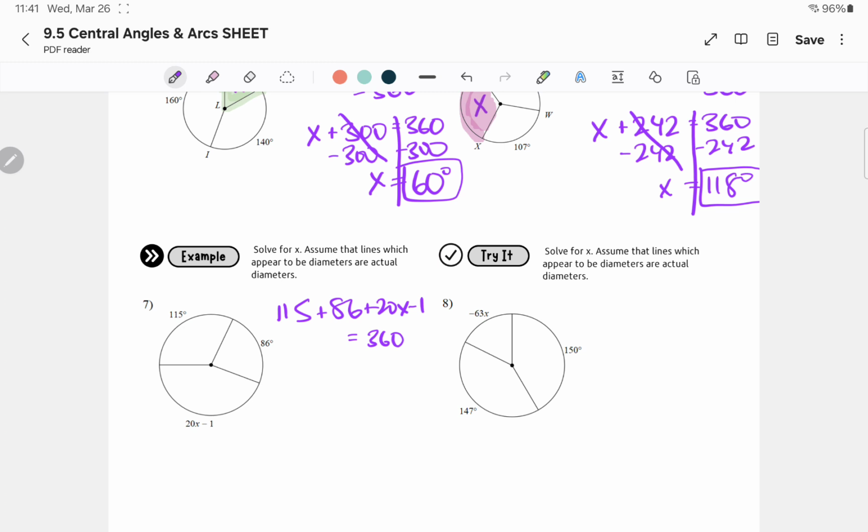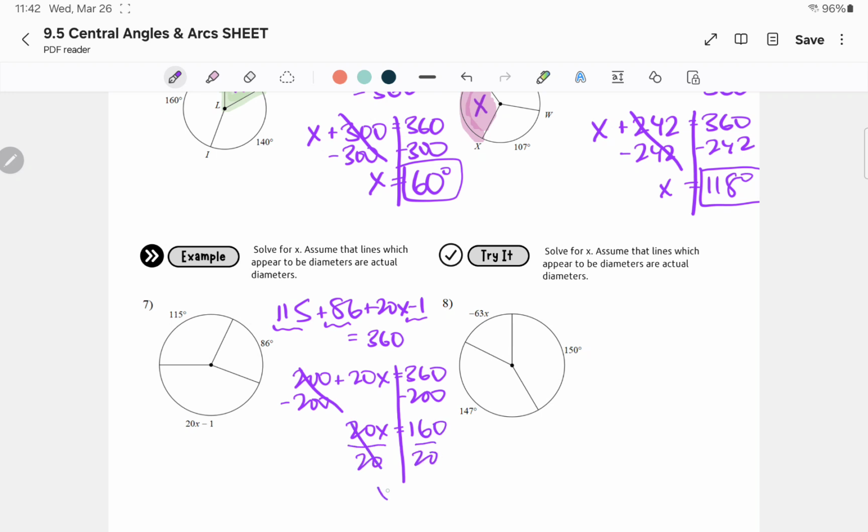So make sure to combine like terms correctly. So we're going to combine 115, 86, and this negative 1, right? You can use the calculator here. So 115 plus 86 minus 1 gives you 200. So 200, bring down the 20x, and that equals 360. And now we have a two-step equation. We're going to subtract 200. We get 20x on the left and then 160 on the right. When we divide both sides by 20, we get x is equal to 8.